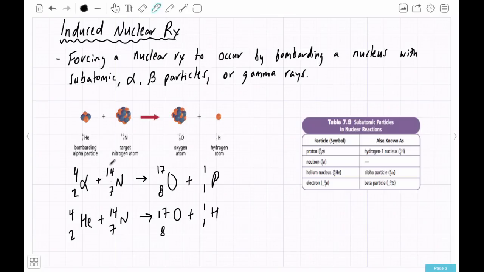On this side, my mass is 18, and on my product side, the mass is also 18. On this side, I have 9 protons total combined, and on this side I also have 9 protons total combined. And that's really important.